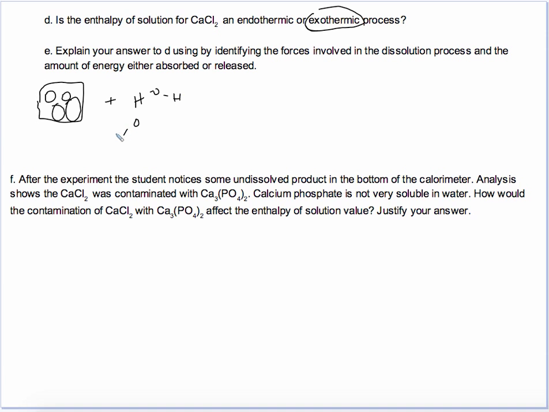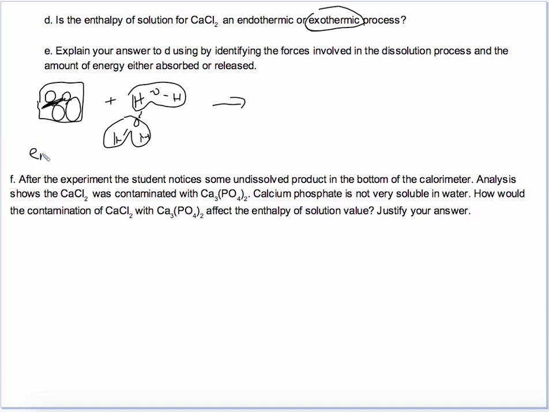Remember, water will hydrogen bond to itself. So that's supposed to be a water molecule, that's supposed to be a water. Now there's a hydrogen bond between them. Basically, on the left side of dissolving, you have to break apart the Coulombic attractions between the calcium and the chloride ions. You have to break those apart.